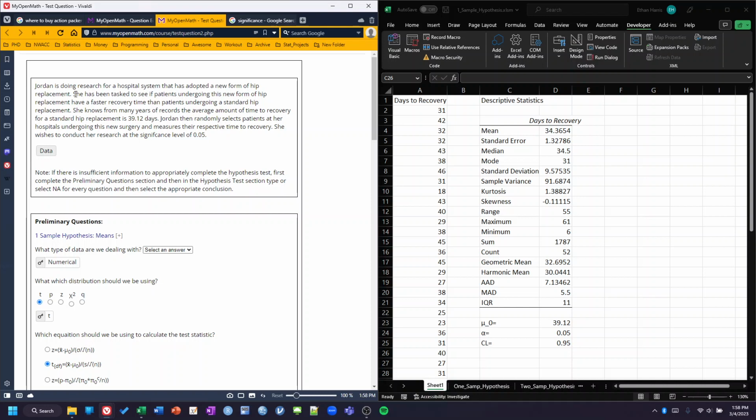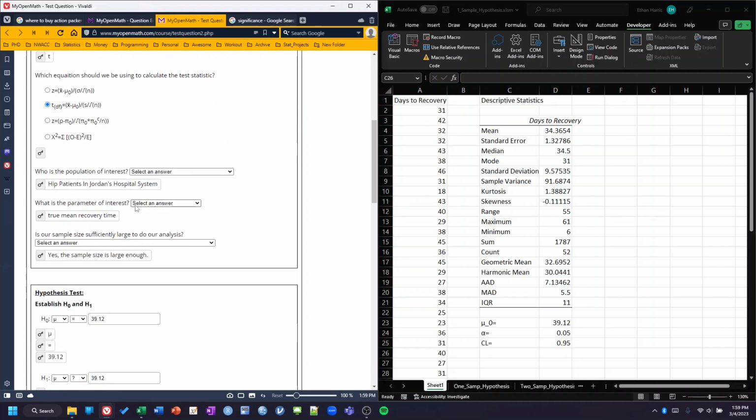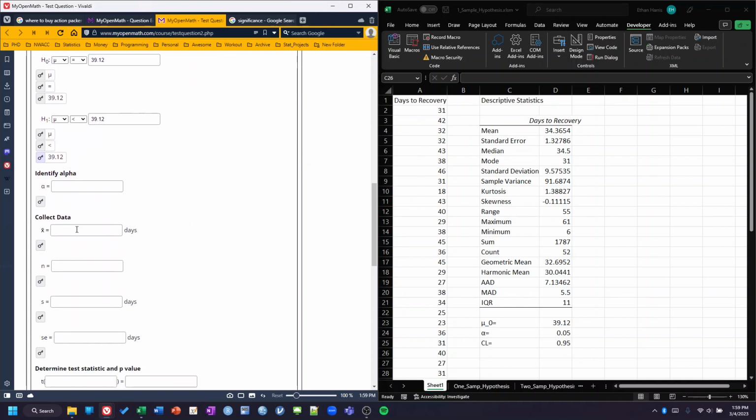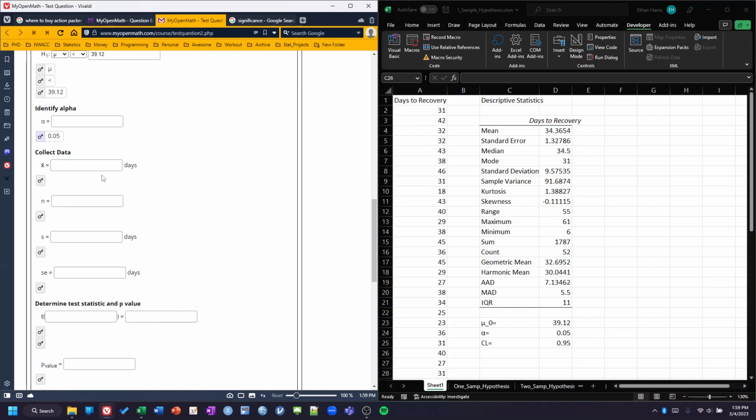And because she's interested in this new form of hip replacement having a faster recovery time, that means that we think that the true recovery time is going to be less than the standard hip replacement time. So we want to put in a less than symbol here for our alternative hypothesis. We've already identified our alpha as 0.05, and now we can go through and do these.